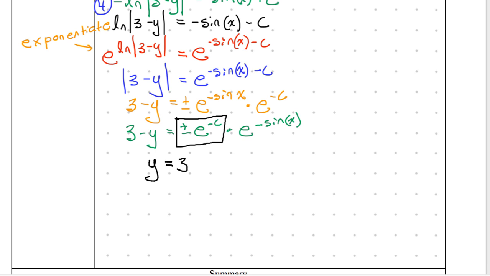So it's going to be 3, and then this was going to be a plus, box times e to the negative sine of x. But because we multiplied by a negative, this is no longer a plus, it's now a negative. So far, so good?